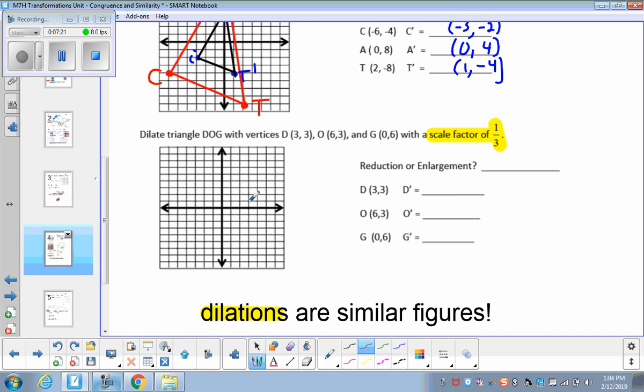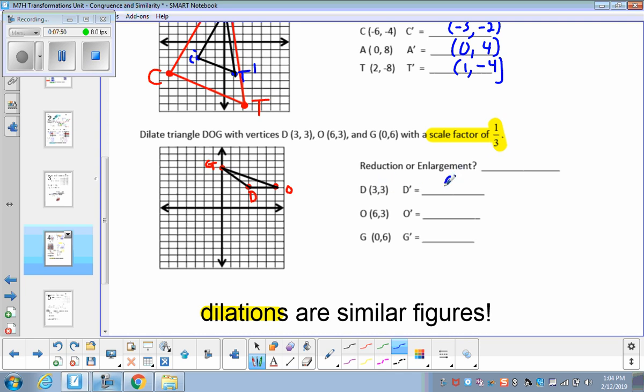So over 3, up 3, that's point D. Over 6, up 3 is going to be O. And 0, 6 is G. And now we've got the pre-image. Let's make sure we label those points. So point D, O, G. All right, and now we're just going to take a third of each of these.